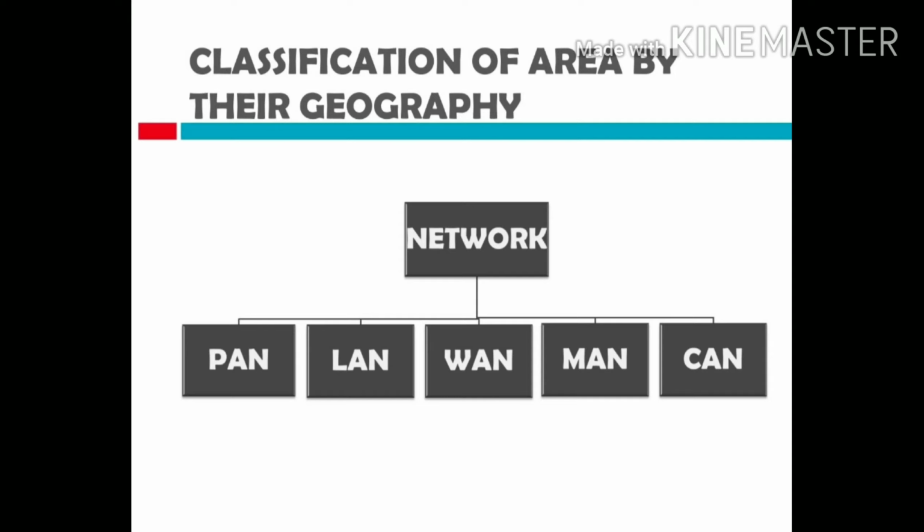PAN we can say is personal area network. LAN is your local area network. WAN is your wide area network. MAN is your metropolitan area network. And then we have CAN, which is your campus area network. One by one we are going to talk about these networks.